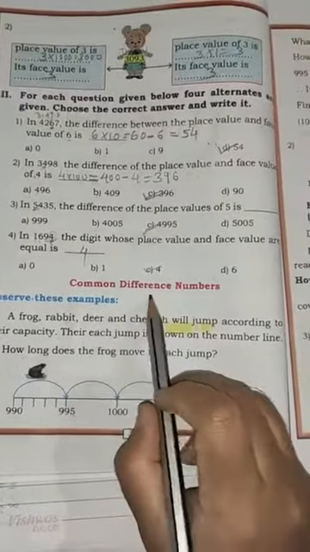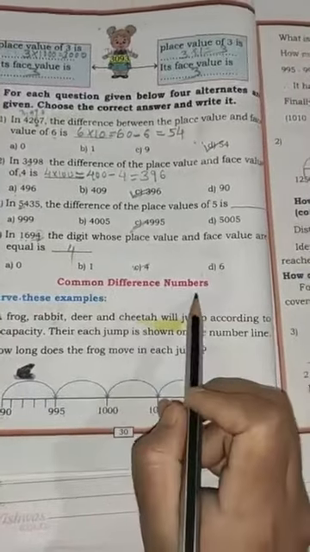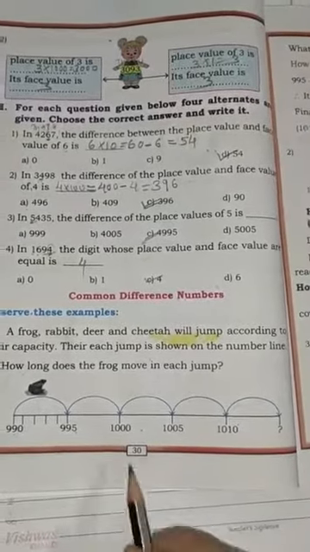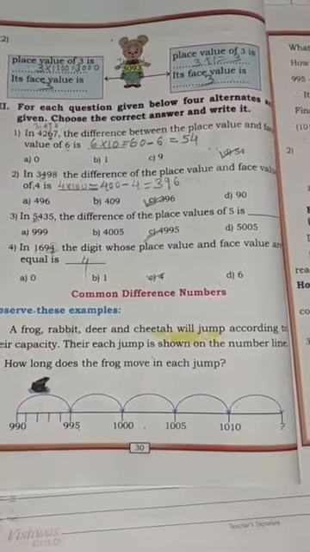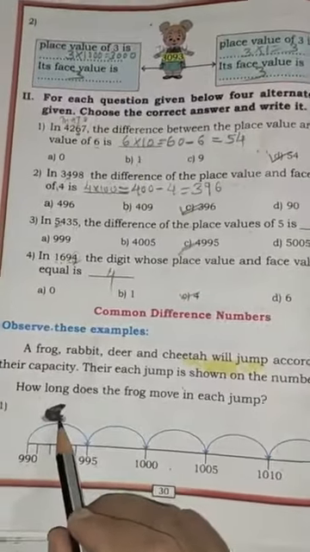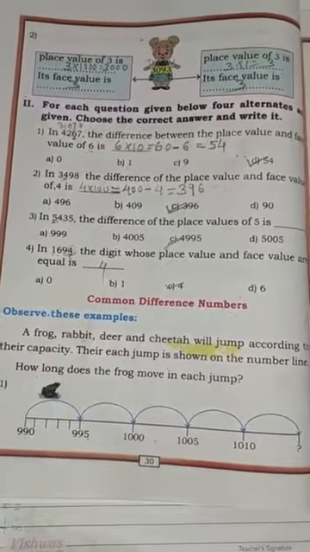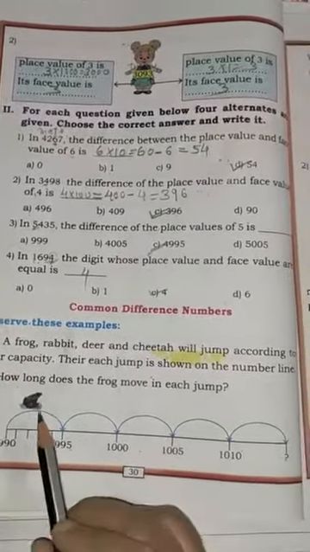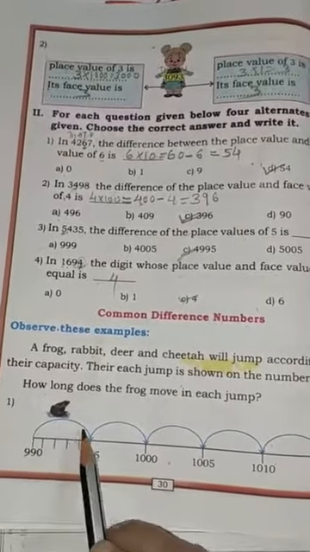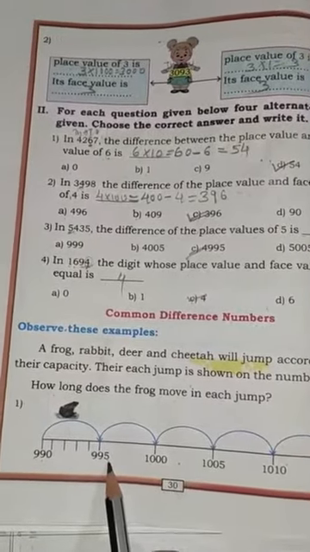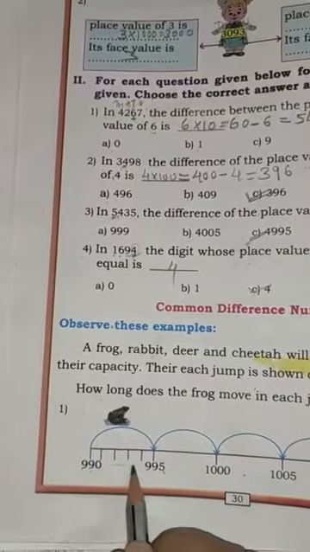Next concept is common difference numbers. So, let us see what is the meaning of common difference number by taking one example. Children, can you see this line? What is it called? Do you remember? Yes, it's called number line. Right? Here, can you see this one picture? What is this? Yes, it's a frog. The different animals are having different jumping capacity. Okay, suppose the frog is standing on the number 990, and it directly jumps to 995. So now let us see what is the difference between these two numbers.